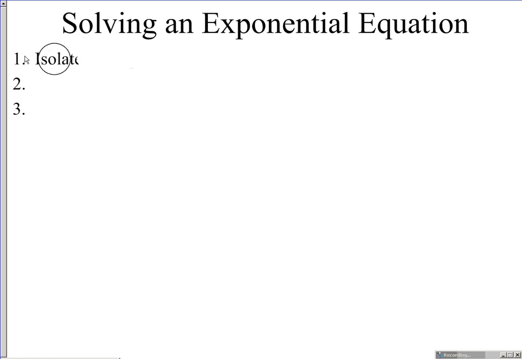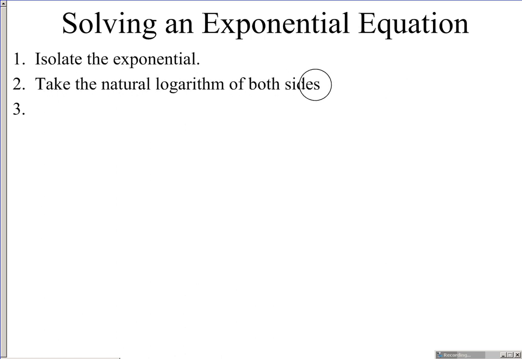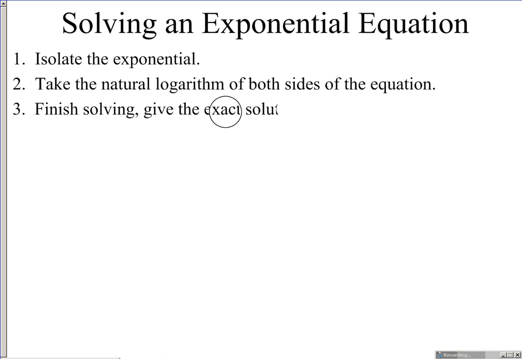We want to isolate the exponential. So whatever has our variable in it, that is what we are going to get all by itself. Once the exponential is isolated, we're going to take the natural logarithm of both sides of the equation. That is going to then allow us to use our properties of logarithms to get that variable out of the exponent. Once we do that, then we just finish solving whatever equation that we have left.